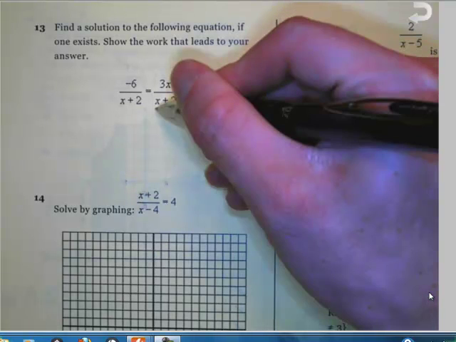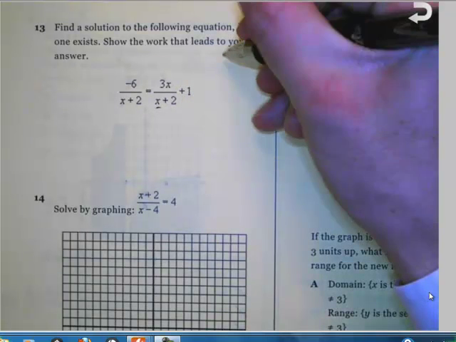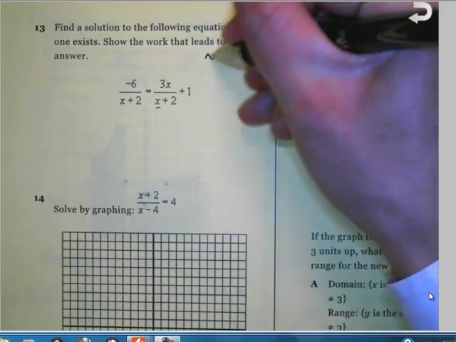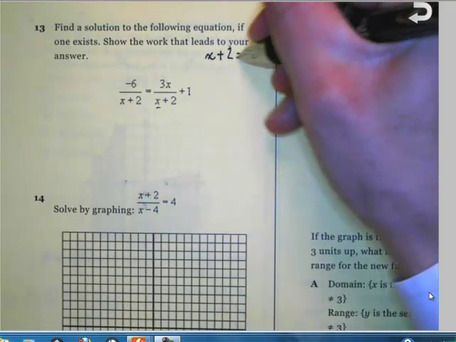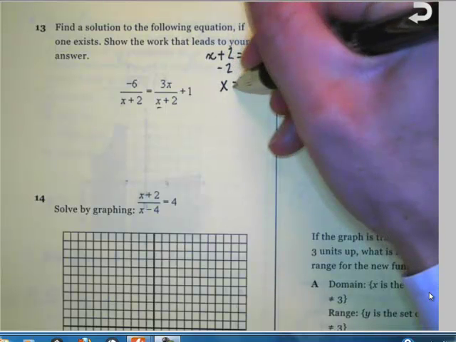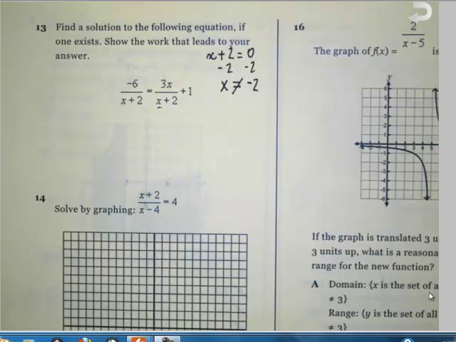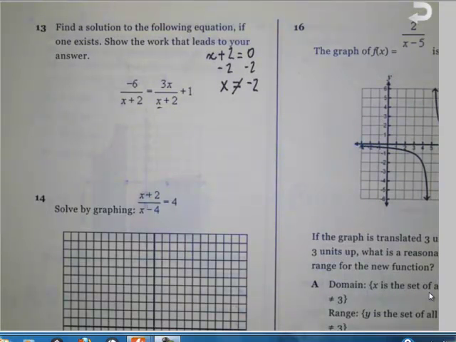So the first thing we do is we look at our denominators and we recognize that x plus 2 should not equal 0. And so if I look at my denominator and say, okay, x plus 2 is equal to 0, subtract 2, subtract 2. So the first restriction on my domain is that x cannot equal negative 2. If I make it negative 2, then I'm dividing by 0, and then horrible things happen.